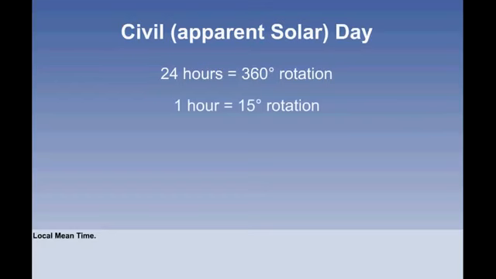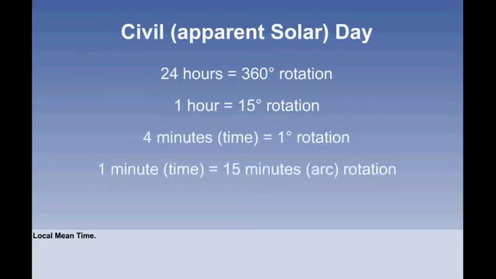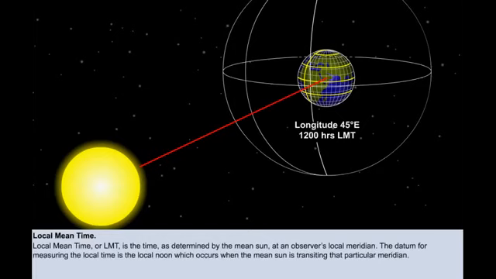This is equivalent to rotation of 15 degrees of longitude in 1 hour, or 1 degree of longitude in 4 minutes, or 15 minutes of longitude in 1 minute of time. Local mean time, or LMT, is the time as determined by the mean Sun at an observer's local meridian. The datum for measuring the local time is the local noon, which occurs when the mean Sun is transiting that particular meridian. Here, as an example, the time at longitude 45 east is 1200 hours.